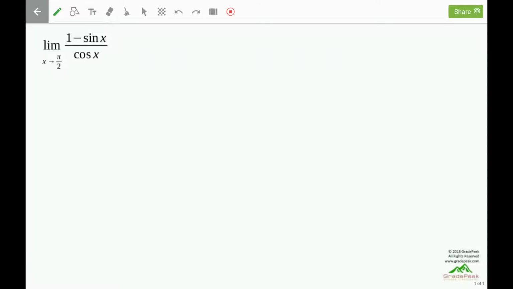The limit is x goes to pi over 2 of 1 minus sine x over the cosine of x. The first thing we're going to do is try plugging a pi over 2 in for each of the x's, so that will give us 1 minus sine of pi over 2 over the cosine of pi over 2. The sine of pi over 2 is a 1, the cosine of pi over 2 is a 0. 1 minus 1 is a 0 over 0.